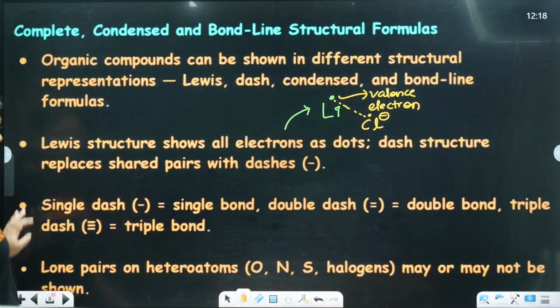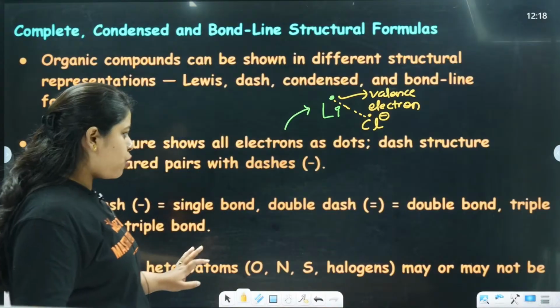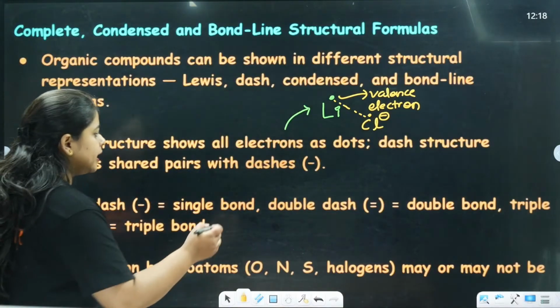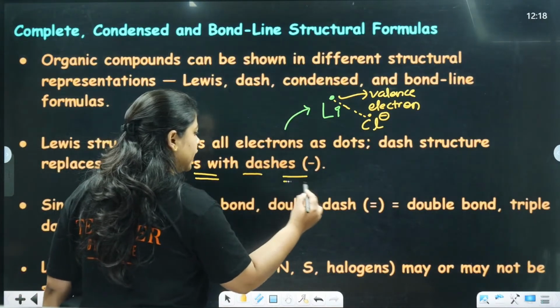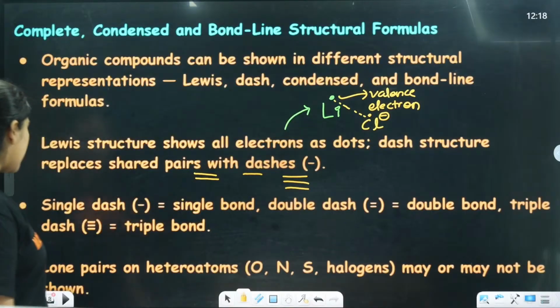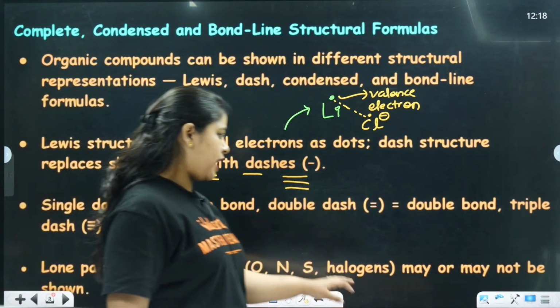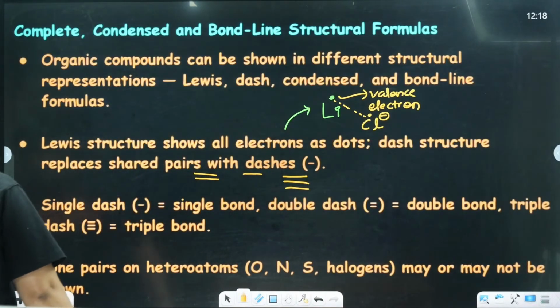Clear? Now single dash means what? Single bond is there. Double dash means double bond is there, and triple dash means triple bond will be there. Single means like this, double bond means like this, triple bond can be written in this way. Next come lone pairs on heteroatoms, that is oxygen, nitrogen, sulfur, halogens, which may or may not be shown. It might not be shown also.